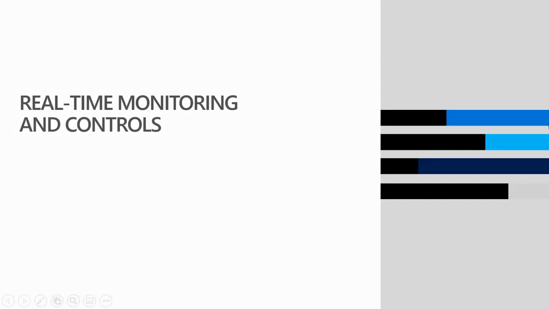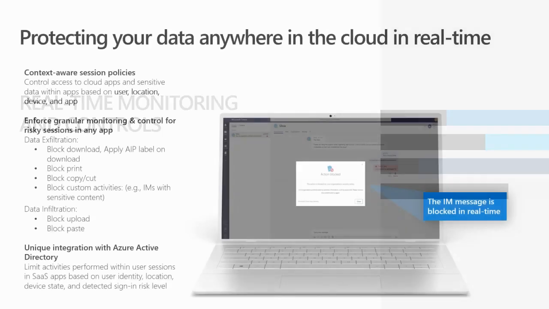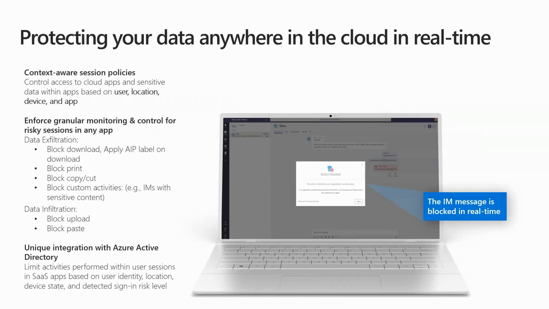Okay, so now let's get into the last section for today, which will be around our real-time information protection feature. So protecting your data anywhere in the cloud in real time. MCAS allows us to restrict certain actions based on conditions. These conditions could be based on the user, location, device, and application, and will essentially determine how risky a session is based on those conditions and take the controls we need.